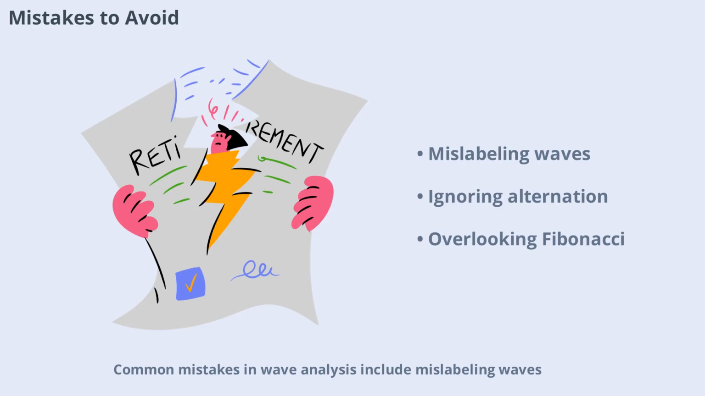Common mistakes in wave analysis include mislabeling waves, ignoring alternation, and overlooking Fibonacci retracements. Traders often suffer from analytical and organizational deficiencies, leading to costly errors. Avoiding these mistakes requires discipline, attention to detail, and continuous learning. By following established rules and guidelines, traders can minimize errors and improve performance.